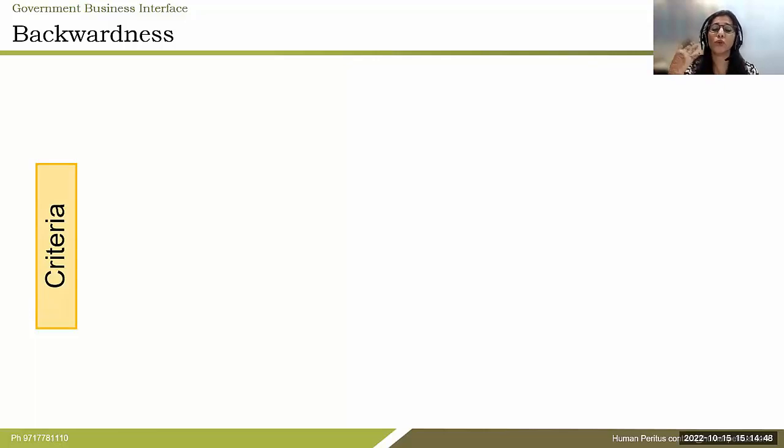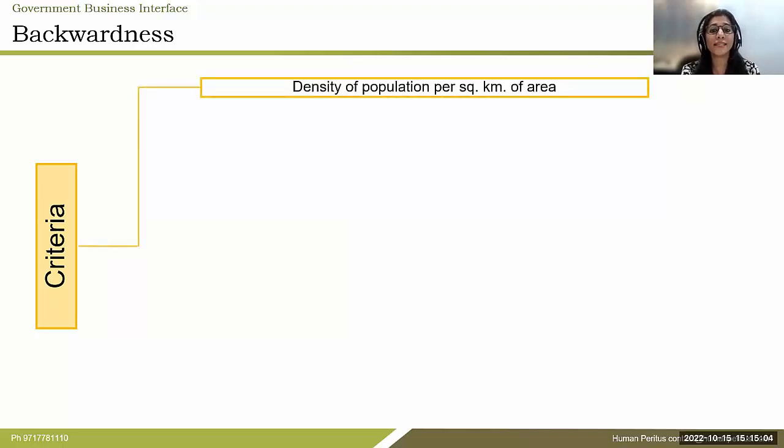What I'm going to tell you here is a mixture of the various factors that different committees have, from time to time, given as criteria to tag or label a particular area as backward, so that they can work upon it. Number one is the density of population per square kilometer of area. If this density of population is huge, or more than what is considered normal, we consider that area backward, because there would be a lack of resources, a lack of employment opportunities, and hence backwardness.